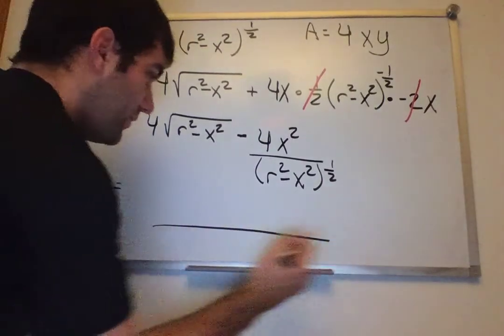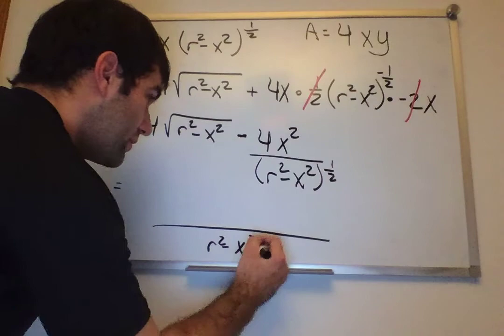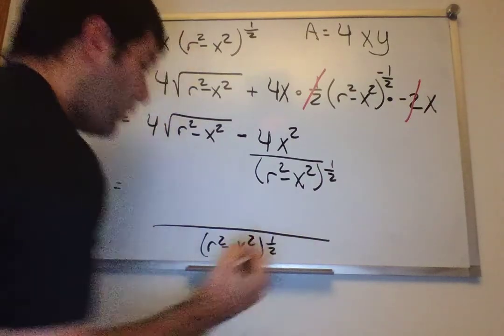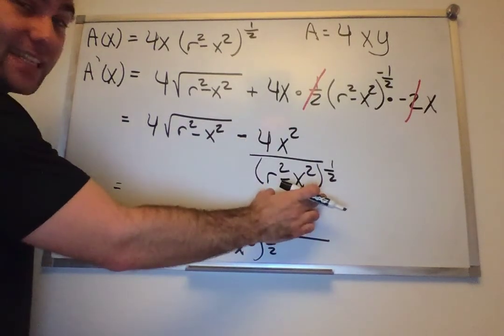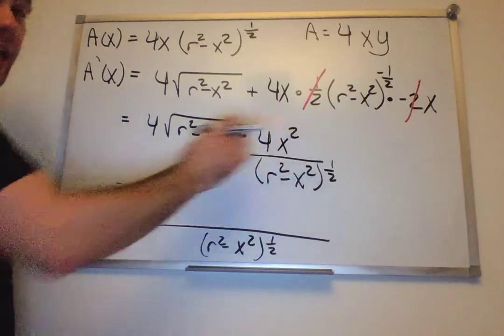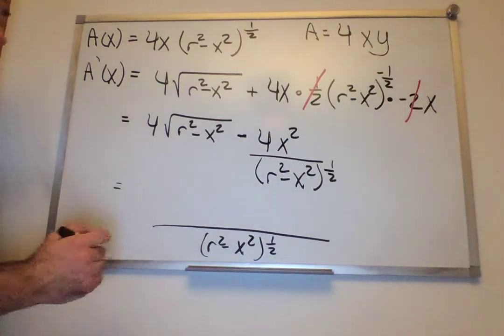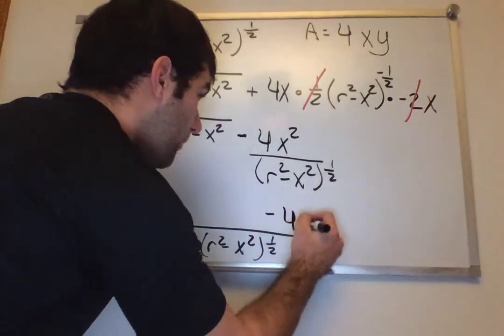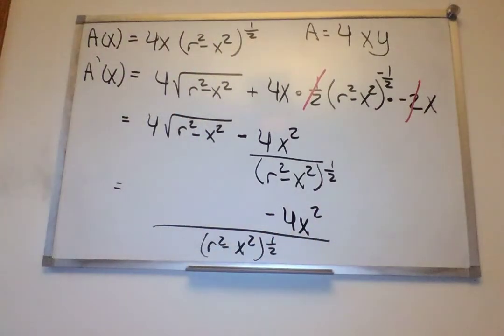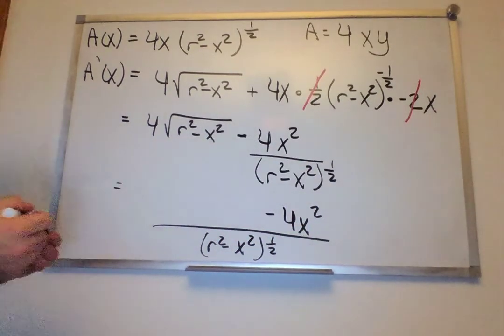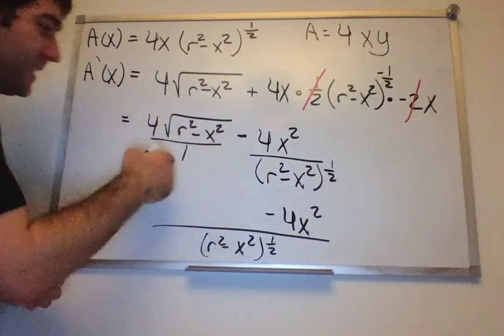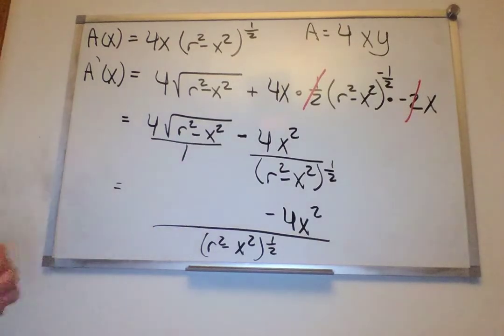Equals, big division, r squared minus x squared to the 1/2 power. Now, since this piece already has the least common denominator, I do not have to multiply that numerator by anything. So over here, I'm going to write a minus 4x squared. Now, look at right here. This is like being over 1. It doesn't have anything this least common denominator has.